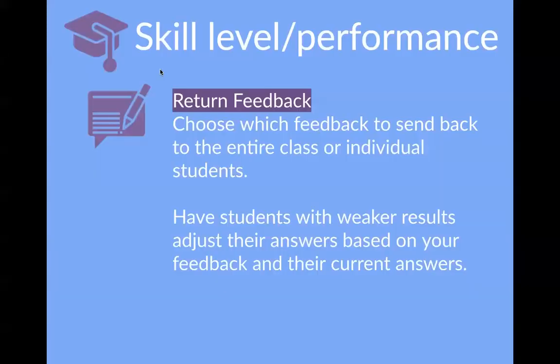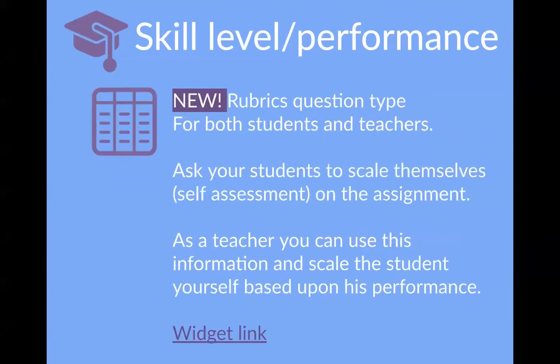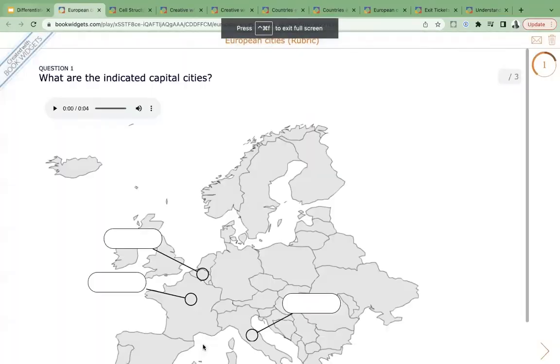Okay, that's return feedback. You can configure it for the entire class or individual students. Then there's also something new from yesterday. We have a rubrics question type for both students and teachers, and you can ask your students to scale themselves as a self-assessment on the assignment. I have the example right here.